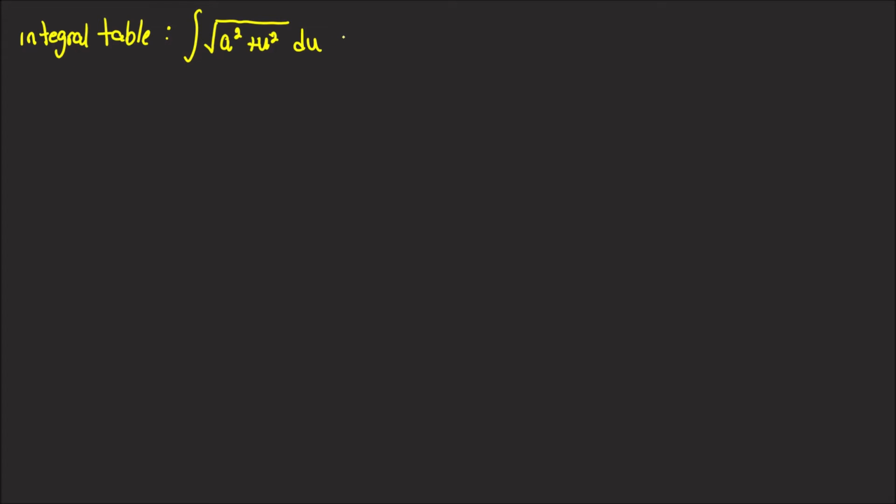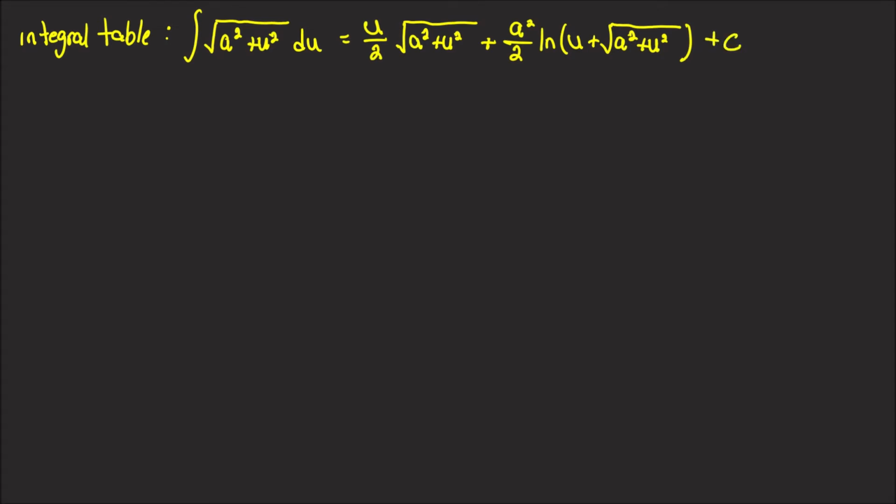So, the integral table gives us a form for the integral of the square root of a squared plus u squared du. The table reads that this integral is u over 2 times the square root of a squared plus u squared, plus a squared over 2 times the natural log of u plus the square root of a squared plus u squared, and then plus some constant of integration. We're not actually going to need this constant of integration.